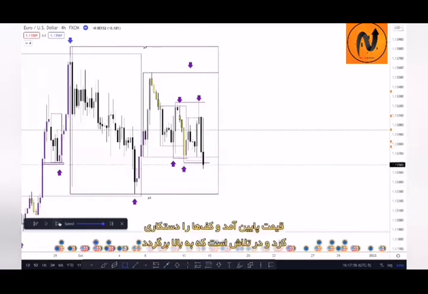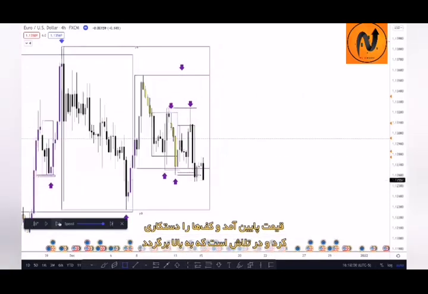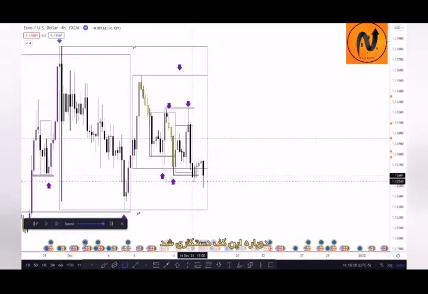We come down, manipulate the lows. Looks like we're trying to make our way up, trying to make our way up. What happened? We manipulated these lows again, look how we're rejecting. This is what? Phase 4.